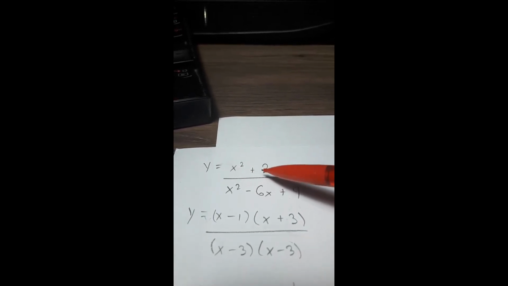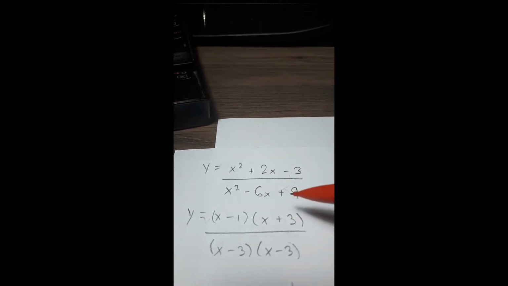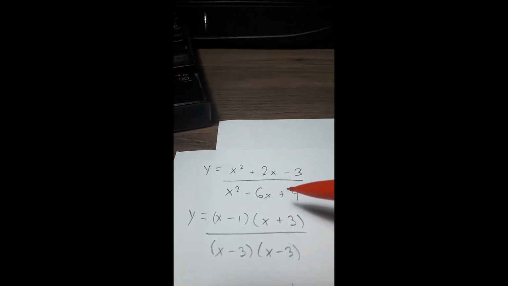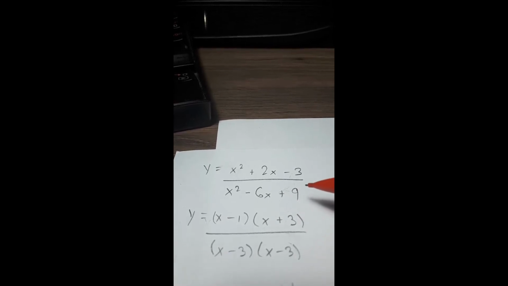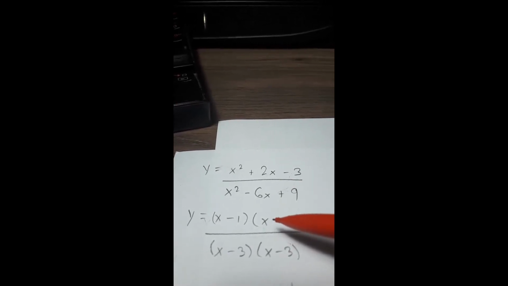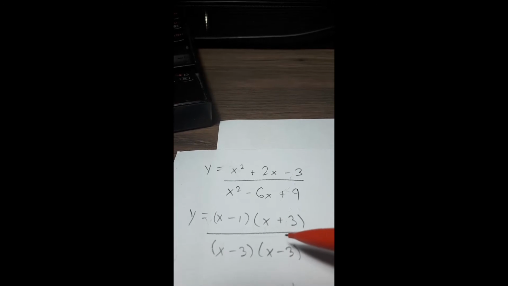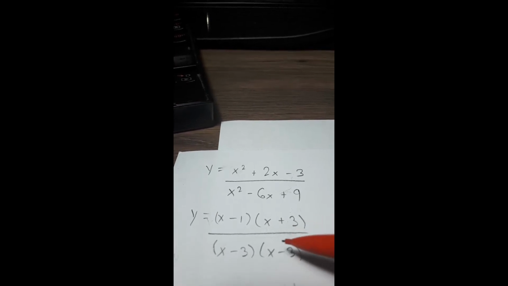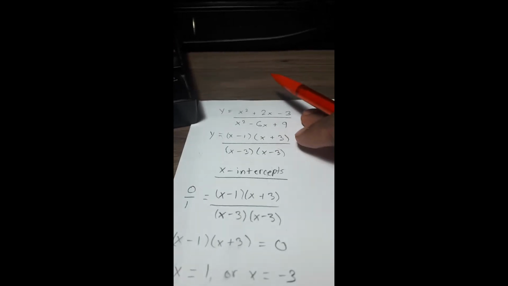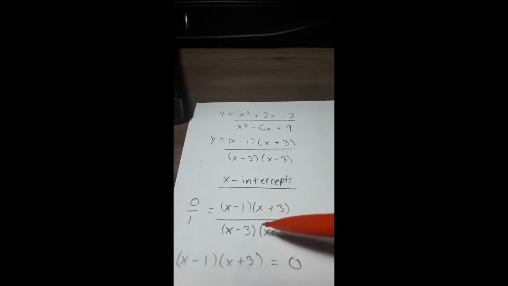Alright, so here's the function, (x squared plus 2x minus 3) over (x squared minus 6x plus 9). I'm going to show the steps I took to graph it, or sketch it. The first thing I did was I noticed the numerator and denominator were factorable, so I factored them, just to make future steps easier.